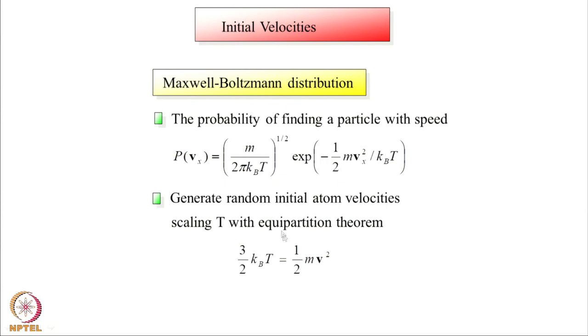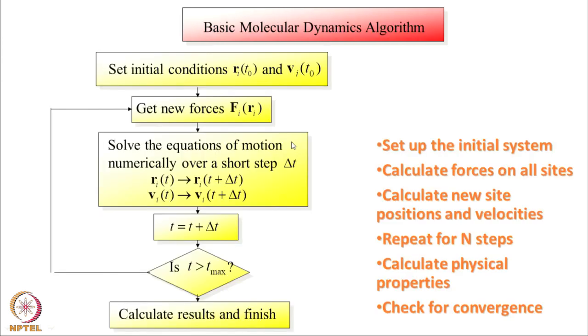So, I determine a set of velocities, determine the average kinetic energy and equate it to 3 by 2 kT. If the average kinetic energy is less, I increase all the velocities such that I get the desired temperature. When you do a simulation, you want to do it at a given temperature, and you can obtain a Gaussian distribution at that temperature and assign all the initial velocities. Okay, so now let us come to the basic algorithm of molecular dynamics.